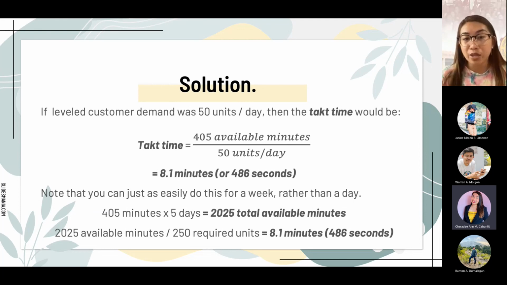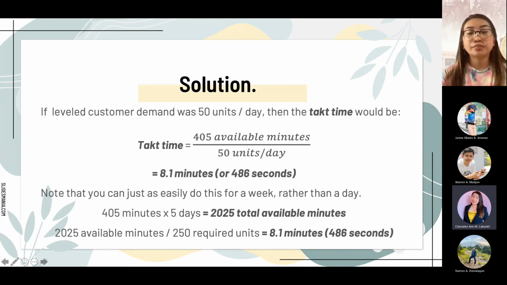So if leveled customer demand was 50 units per day, so this is leveling, then the takt time would be 405 over 50 units. Meaning to say, you are required to be done in 486 seconds per unit. So I think they missed the per unit measure. So you are only required 8.1 minutes, okay, to finish.